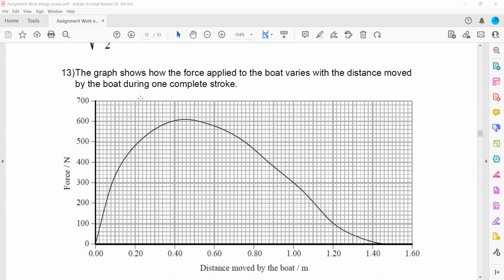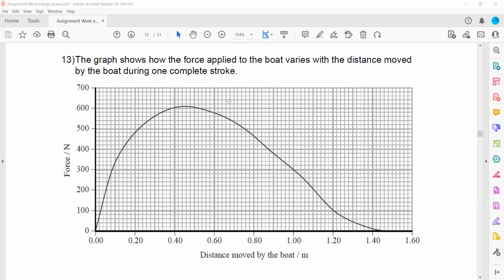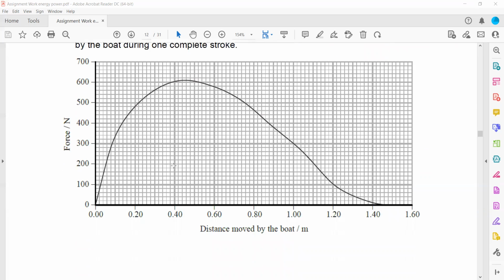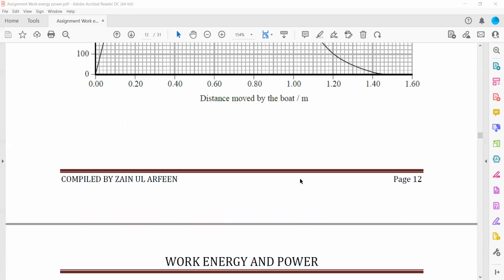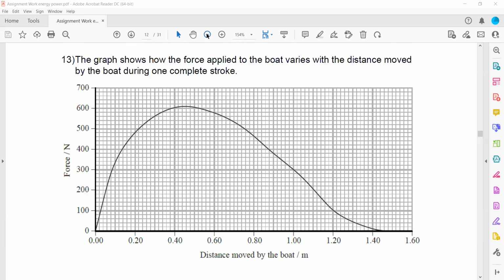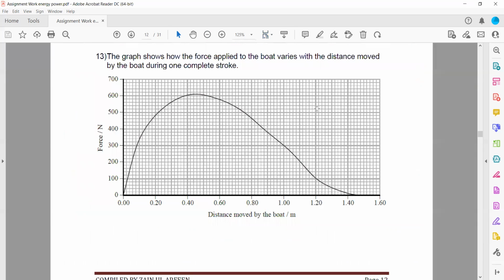The next: the graph shows how the force applied on the board varies with the distance moved during one complete stroke. Use the graph to show that the work done on the board during one stroke is about 500 joules. This is a non-linear graph, so it does not have a definite regular shape. We have to divide this graph into parts.